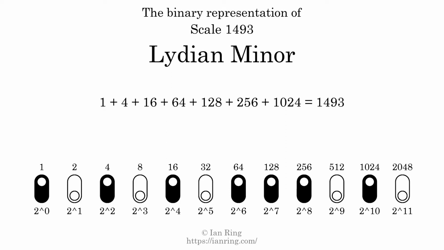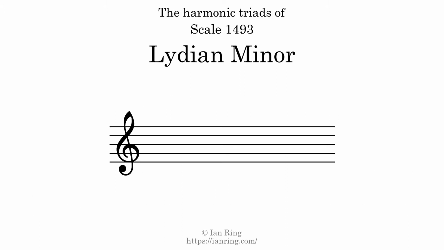1493. The scale number not only enumerates the scale with a unique index, but it also literally describes the tonal content of the scale. Represented as a binary number in base 2, the scale number is 0101110100101. Here are the harmonic triads present in this scale.